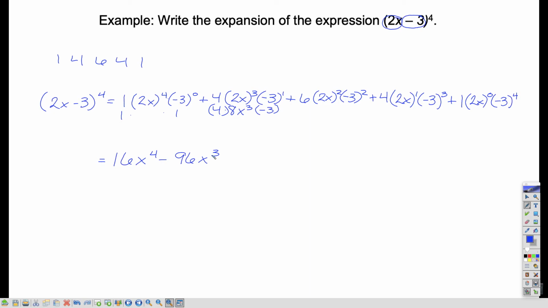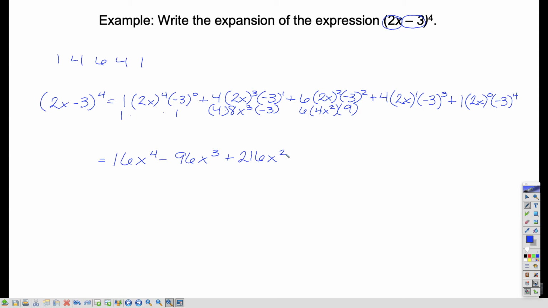Okay, now I'm going to go to the next one. So I'm going to have 6 times 4 x to the 4th times, that's squared. X squared, right? Oh, squared, yes. I wrote 4 twice. Plus 9, because 2 negatives make a positive. 54 times 4 is 216. Is that right? So plus 216 x squared.